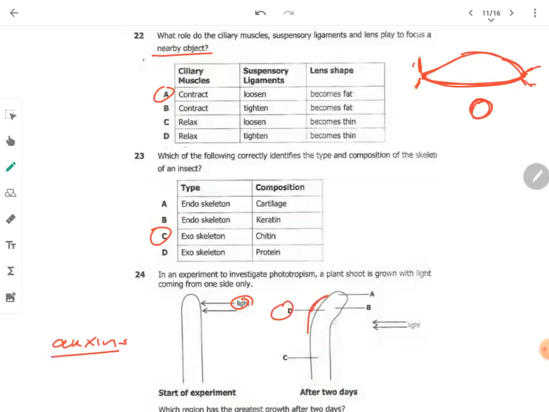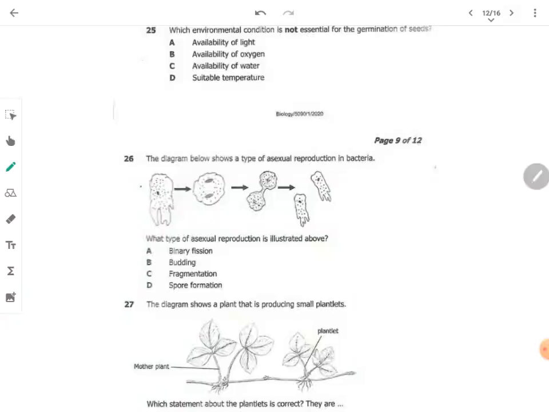We don't consider this part. This part here is causing this part to bend. So it's this part which has a high number of auxins. So the growth is actually more there at D. Which environmental condition is not essential for the germination of seed? The answer is A.